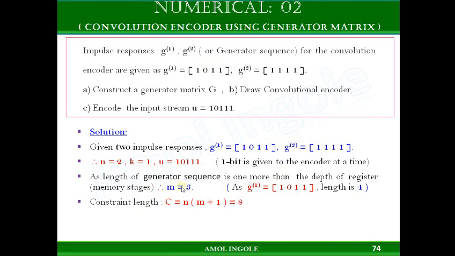The constraint length can be obtained using this equation: C is equal to n into (m plus 1), and that will be equal to 8. The constraint length actually tells you the number of output bits every input bit is influencing. The given encoder is a (2,1,3) encoder. It is (n,k,m).